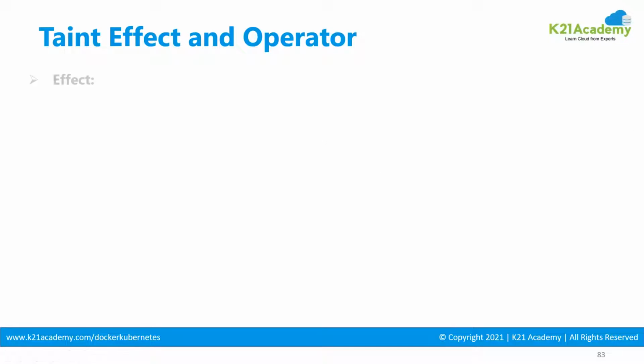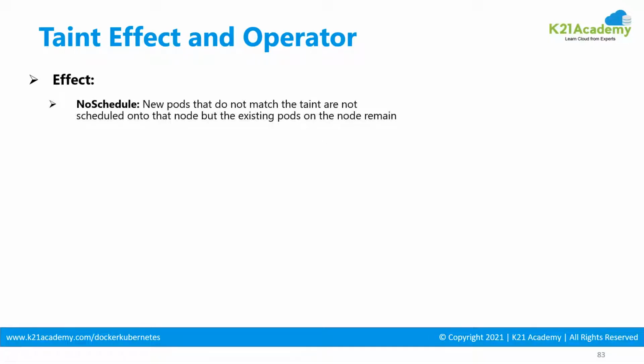Taint effect and operators. One of the effects is NoSchedule, which means do not schedule pods on the tainted node. New pods that do not match the taint are not scheduled onto the node, but the existing pods remain as they are. So if you have 50 pods running and you apply the taint on that worker node, then new pods will not get deployed, but the existing pods will run as they are.